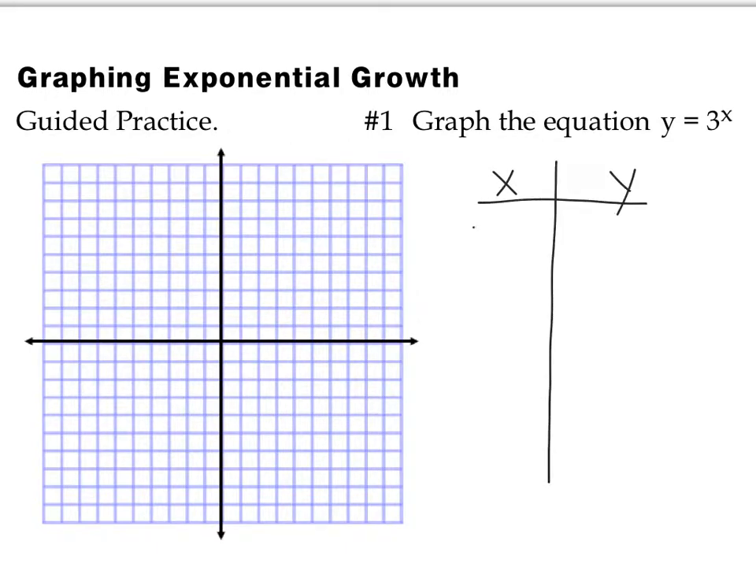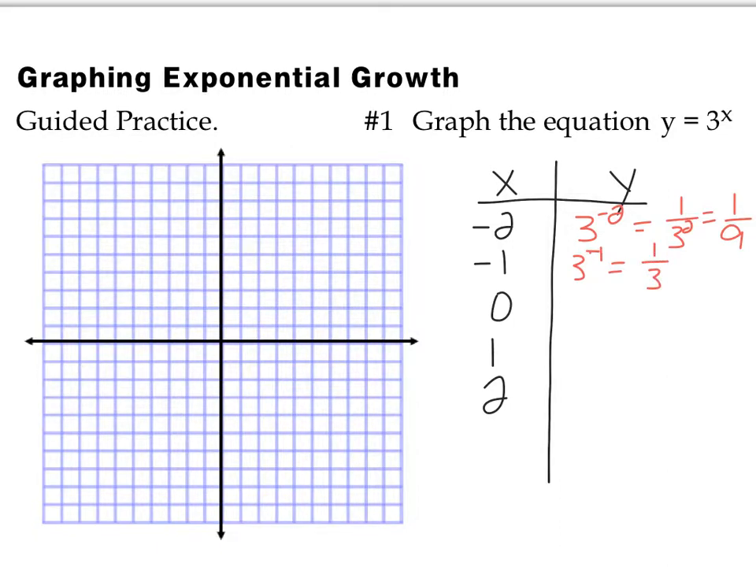And we're going to put in -2, -1, 0, 1, and 2 as our x values. When you plug a -2 into this equation, you're going to get 3 to the negative second. That's 1 over 3 to the second. That's 1 over 9. When you plug a -1 in there, it's 3 to the negative first, which is 1 over 3 to the positive first. You put a 0 in there, and you're going to get 1. You plug a 1 in there, you get 3 to the first, which is just 3. And you plug a 2 in there, you get 3 squared, which is 9.